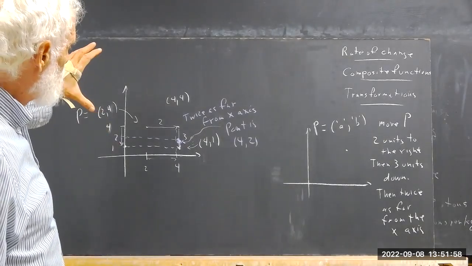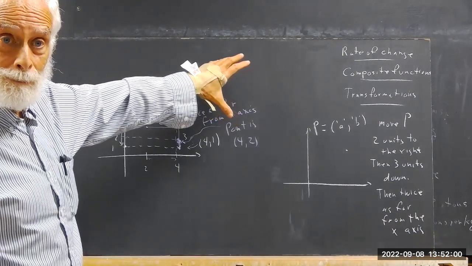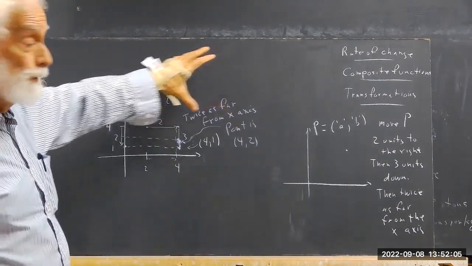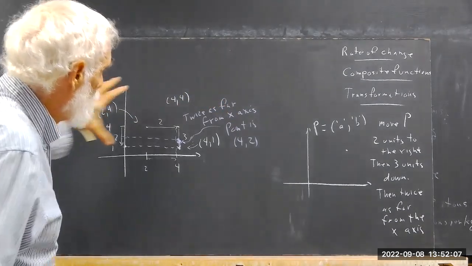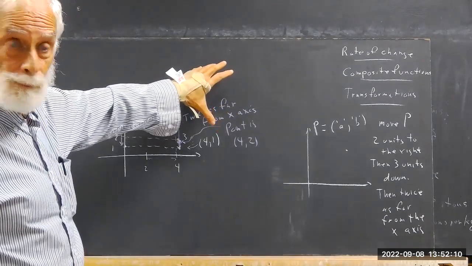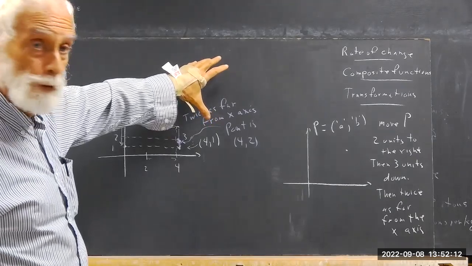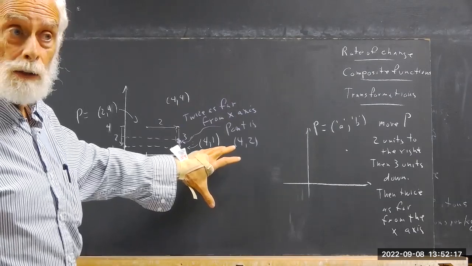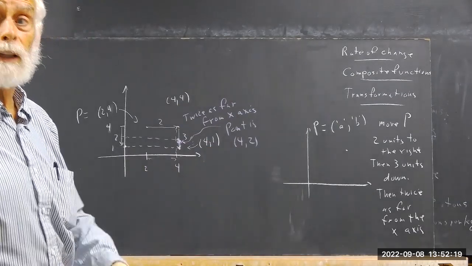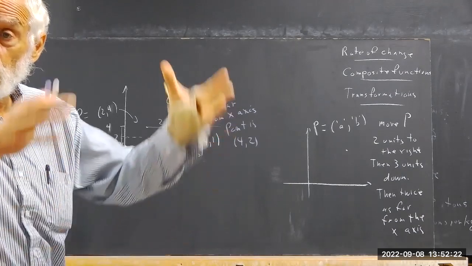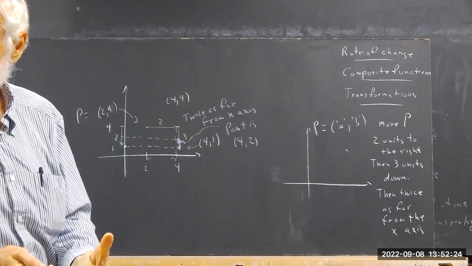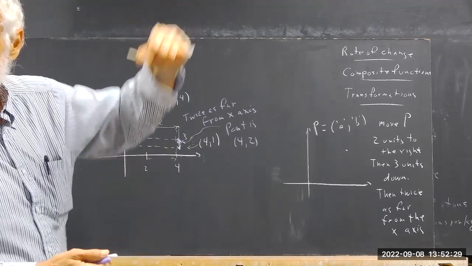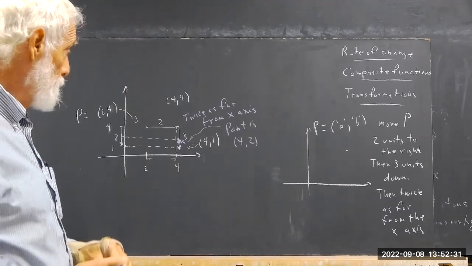Now, if you do that with every point of a graph, you're going to take the whole graph and all the points are going to move 2 to the right. Is your graph going to change shape? No, it's not going to change shape. You're just going to grab the whole thing and move it 2 units to the right. Then you can move it 3 units down, it's still going to have the same shape. Now, if you double the distance from the x-axis, that changes the shape. Makes the graph narrower. Okay. It stretches it out twice as far in the y direction. And hopefully that makes sense.